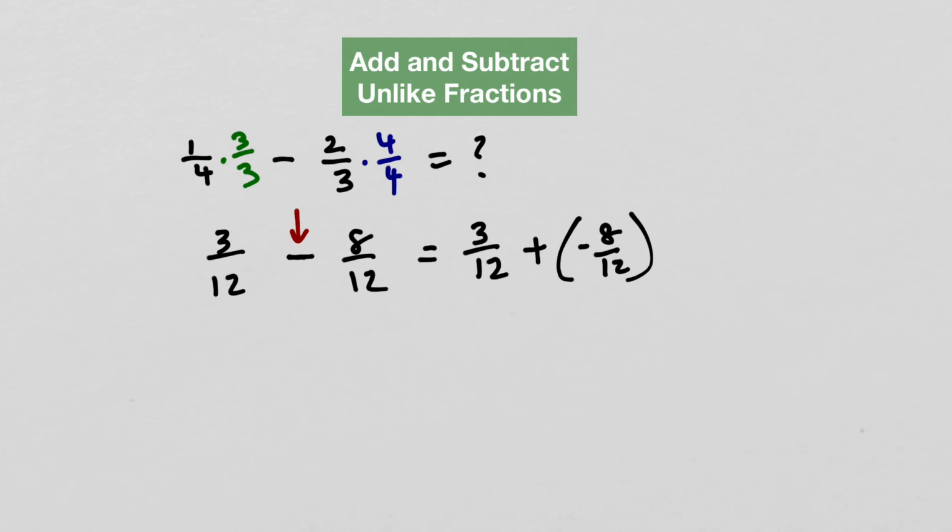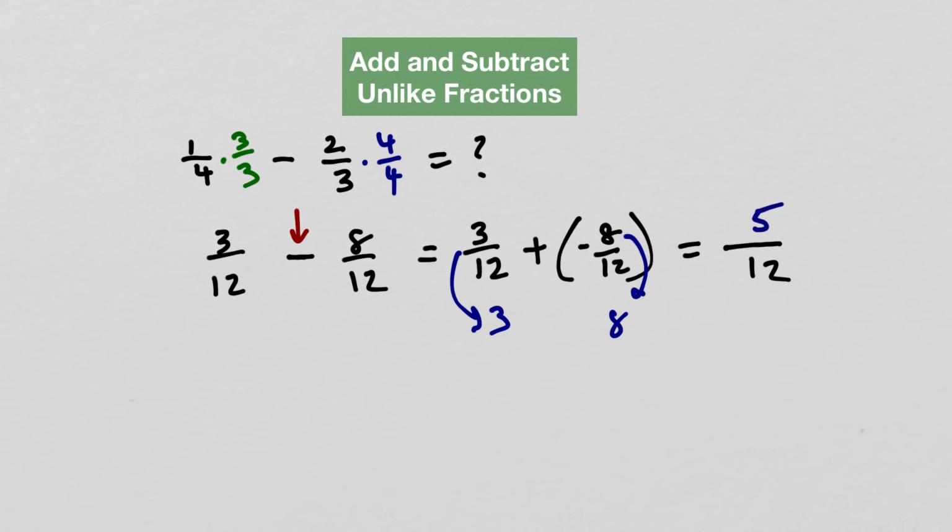Okay, now we've got a positive integer adding to a negative integer, and we remember the rule on this, right? So we know the answer is going to be 12 in the denominator, and we're going to treat the numerator 3 as a positive and this one as a positive for now. And we ask ourselves, what is the difference between 3 and 8? 5. So we put the 5 up here.